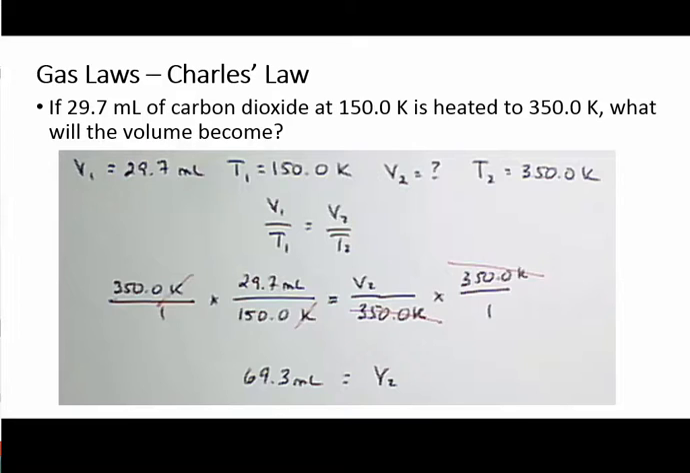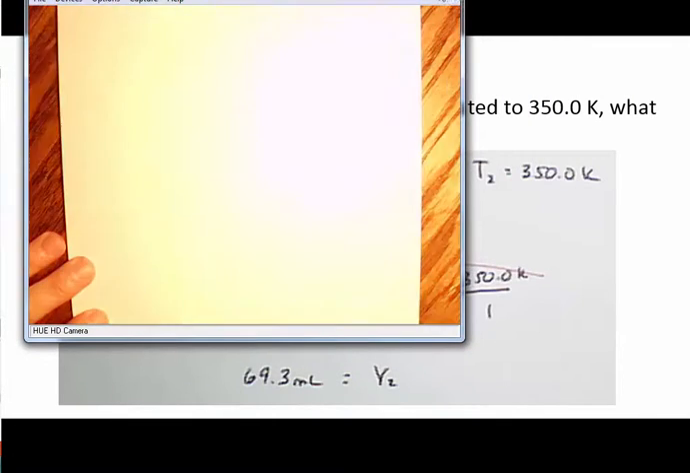All right, so the answer, if you've solved everything properly, is 69.3 milliliters equals V2. Okay? All right, now while we're on this, before we go on to the next problem, let me tell you some things you got to know about solving gas law problems. 1, please listen.